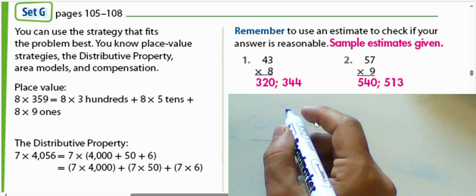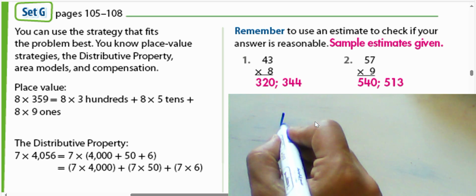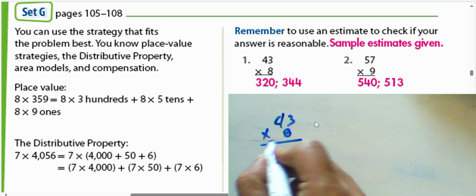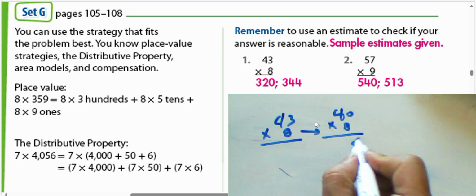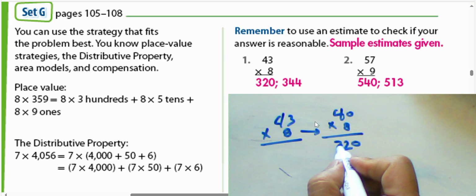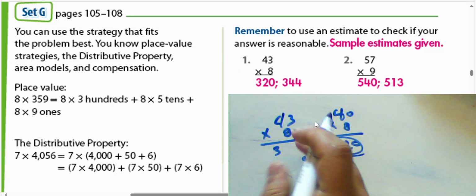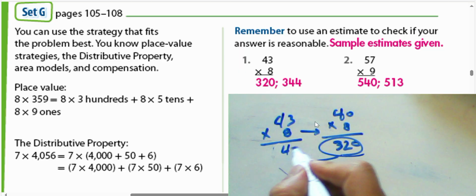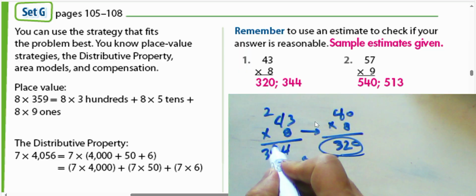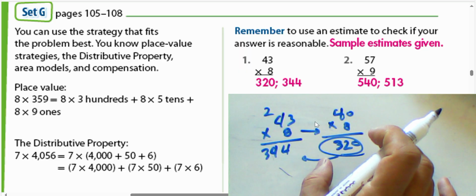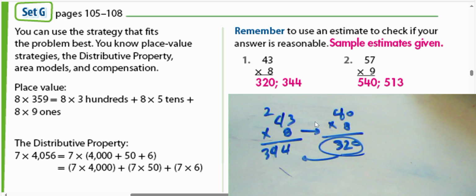This number is nearest to what? 344, and this number 43 multiplied by 8 is nearest to what? 43 is nearest to 40. 40 times 8. Write 0, 4 times 8 is 32. Then the result will be 320. 320 is nearest to the actual number. We multiply them. 3 times 8, 24. Write 4 and carry 2. 4 times 8, 32 plus 2 equals 34. So this number we call the actual number. This actual number is close to this estimation. Okay.